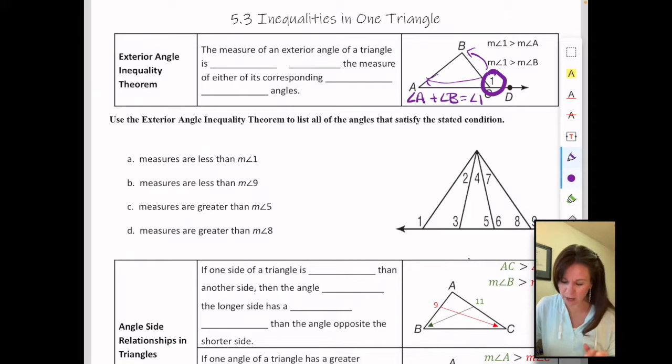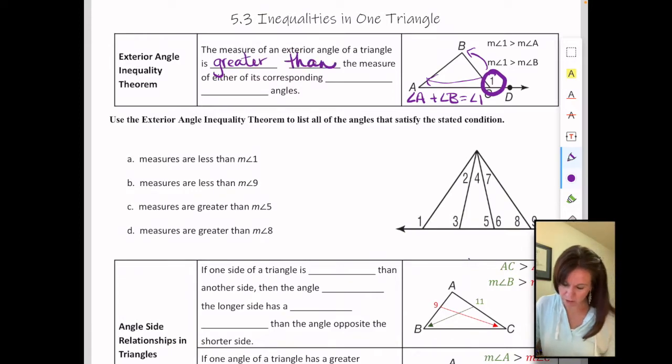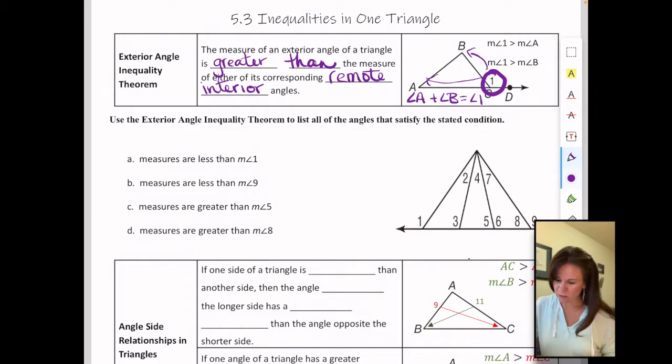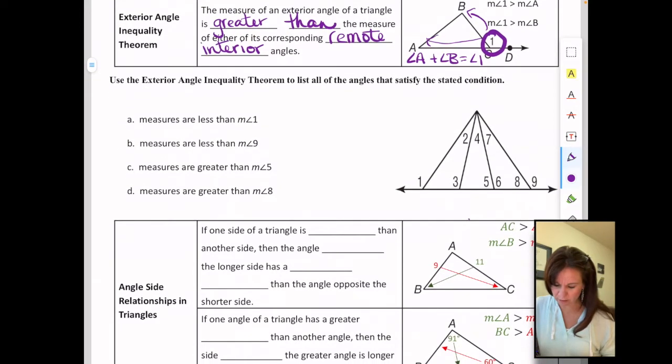It says the measure of an exterior angle of a triangle is greater than the measure of either of its corresponding remote interior angles. So let's practice that a little bit. Use the exterior angle inequality theorem to list all the angles that satisfy the stated conditions. Any measures that are less than the measure of angle 1.